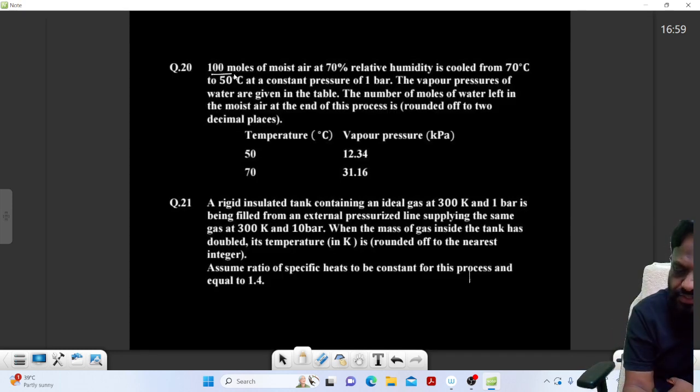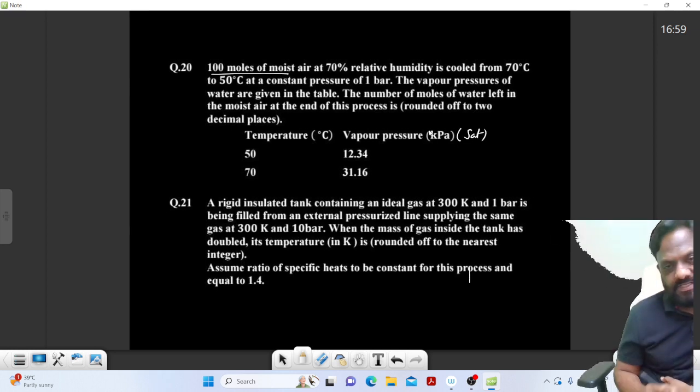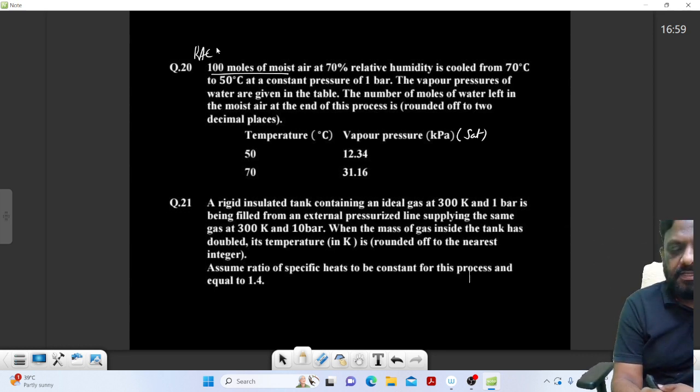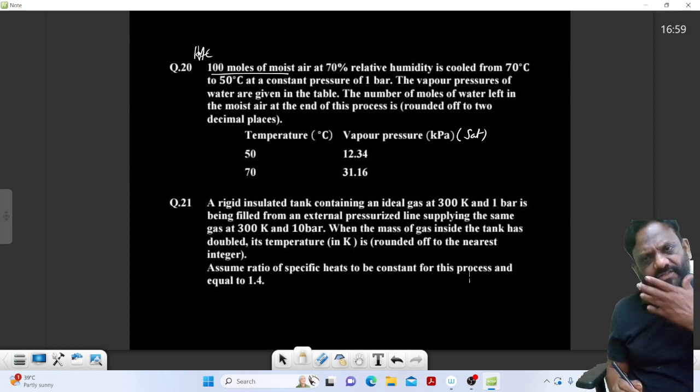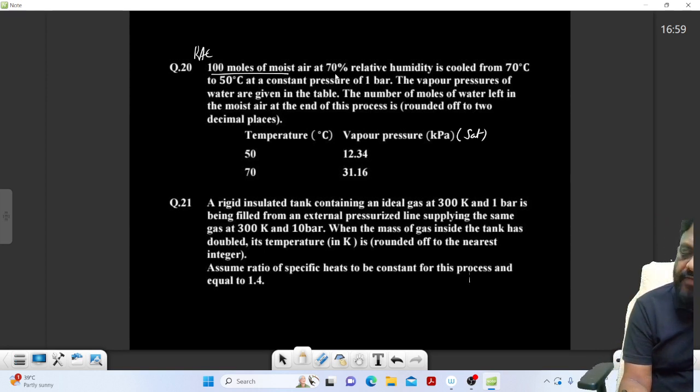100 moles of moist air at 70% relative humidity. These are saturation temperatures, saturation vapor pressure. Okay, let me explain. This is from RAC, psychrometry. It's a very good question. 100 moles of air at 70% relative humidity is cooled from 70 degrees to 50 degrees.